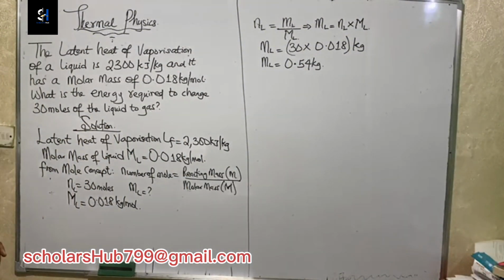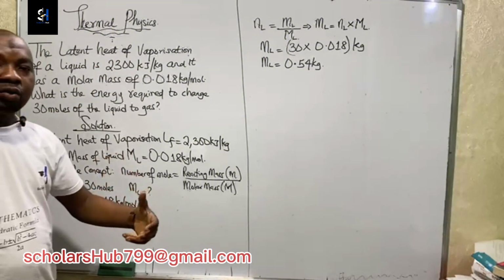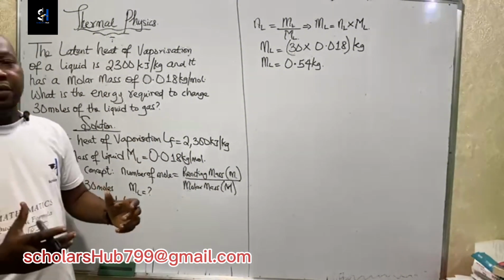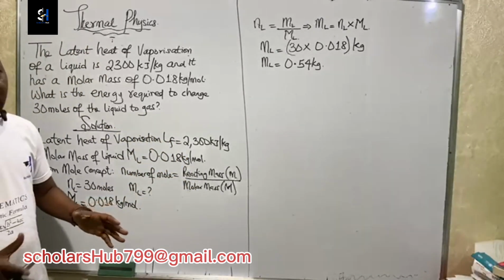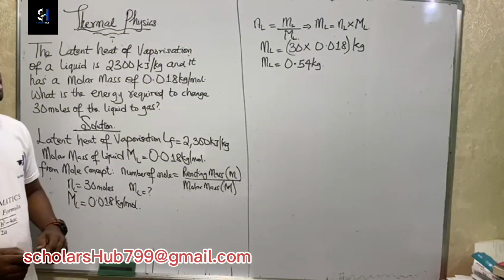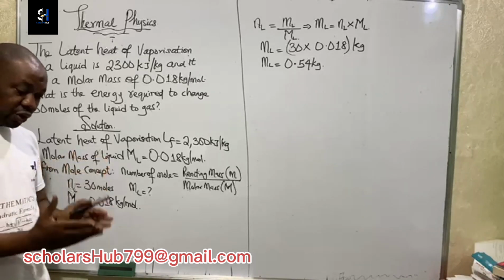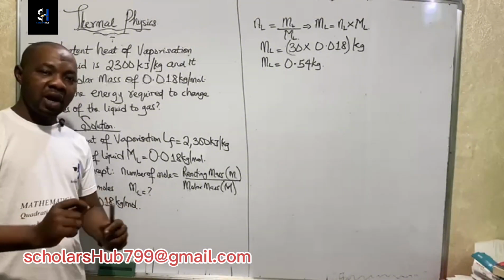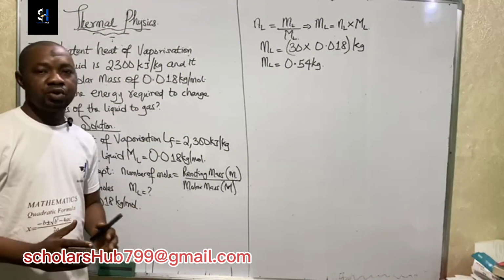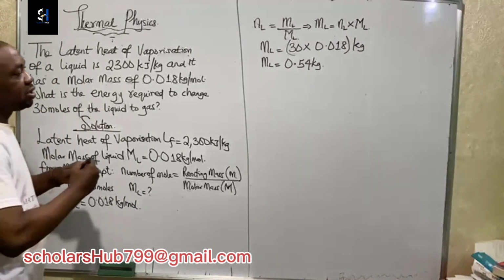Now, to calculate the energy required to change 30 moles of the liquid to gas, we have the latent heat of vaporization, which is the amount of heat energy required to convert a unit mass of the liquid into vapor or gas without any change in temperature. When we talk about latent heat, that is the hidden heat which transforms a substance from one state to another without any rise in temperature. That means at a constant temperature.